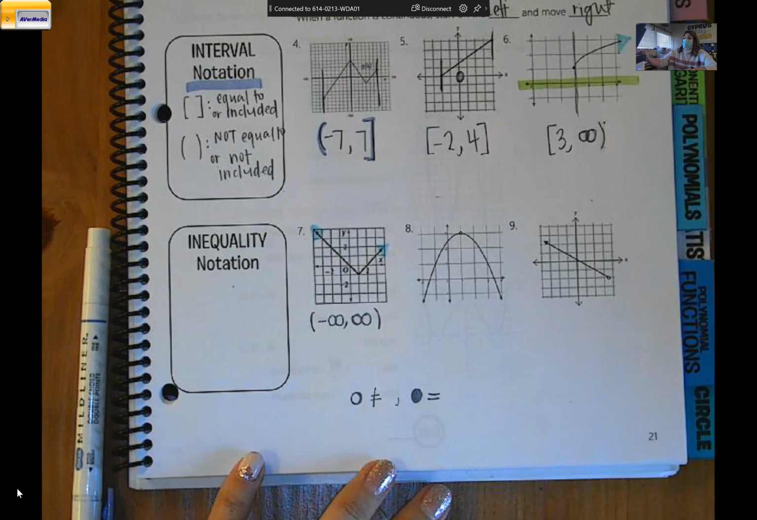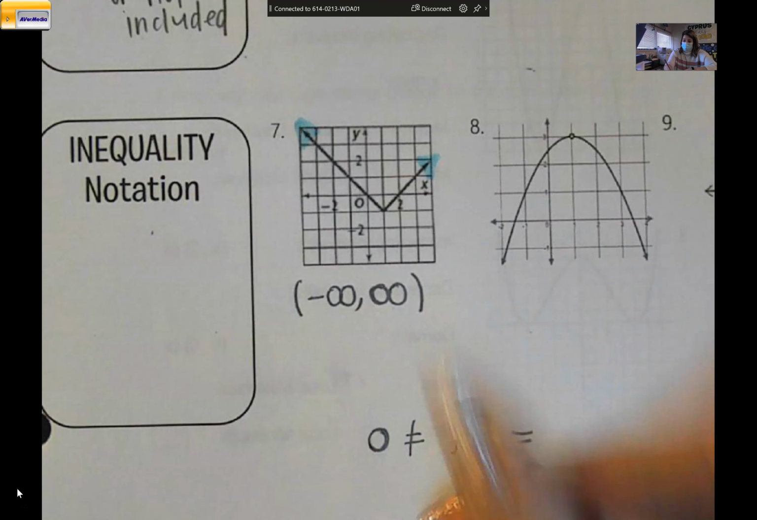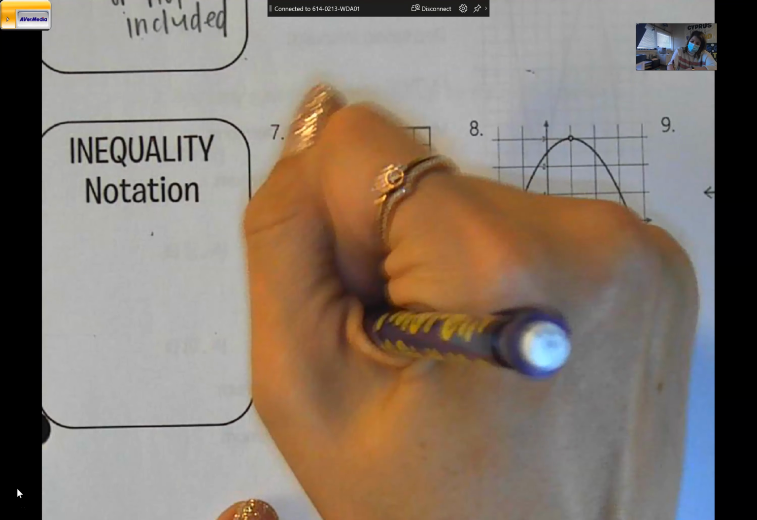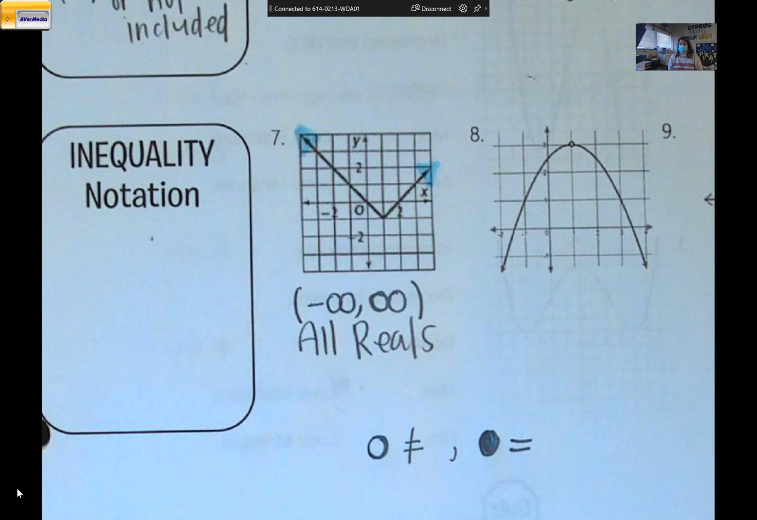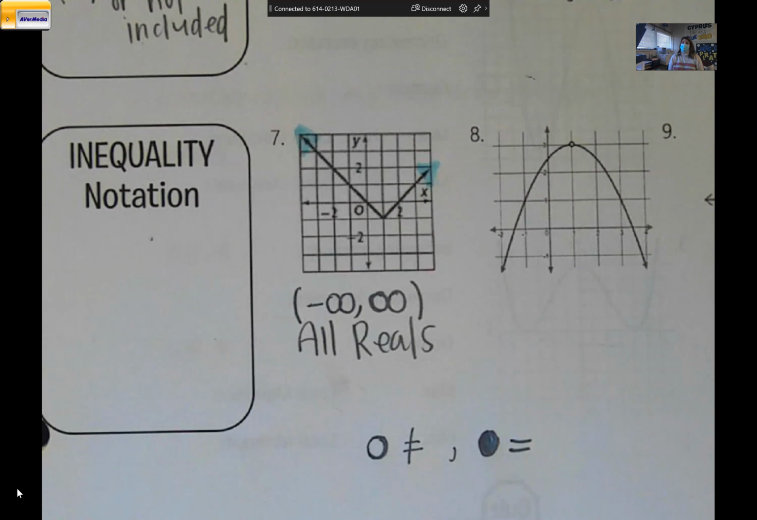Okay, what is this called? Besides negative infinity to infinity, what else do we call it? Do you guys know? All reals. This means that x can be any number. If it's all reals, there's no restriction on what you can plug in for x.